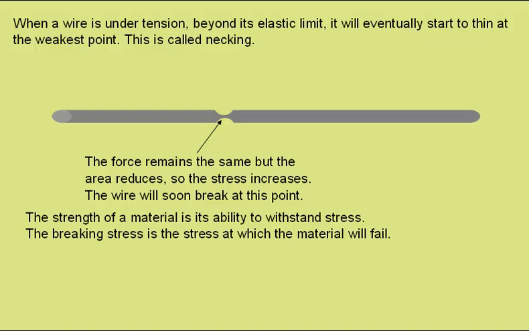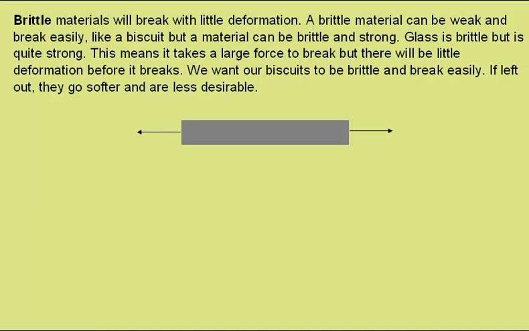The strength of a material is its ability to withstand stress, and the breaking stress is the stress at which the material will fail. A brittle material will break with little deformation. A brittle material can be weak and break easily, like a biscuit for instance, but a material can be brittle and strong. Glass is a very brittle material, but it is also quite strong. What this means is it takes a large force to break, but there will be little deformation before it breaks.